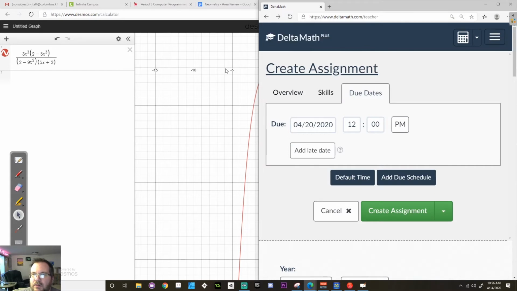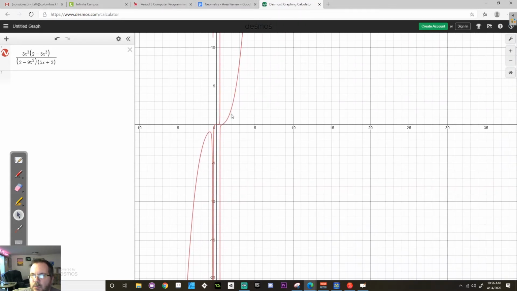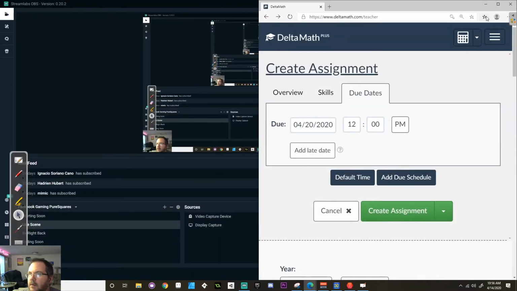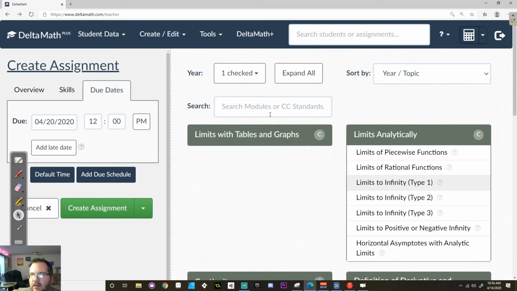If they were both approaching the same value, like if they were both going down or both going up, then it would be either positive infinity or negative infinity. Or if it was approaching a specific value, say for example 5, that would mean that 5 would be the limit. So let's take a look at a different example.